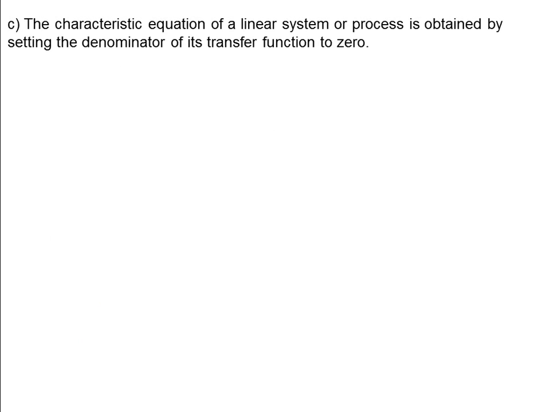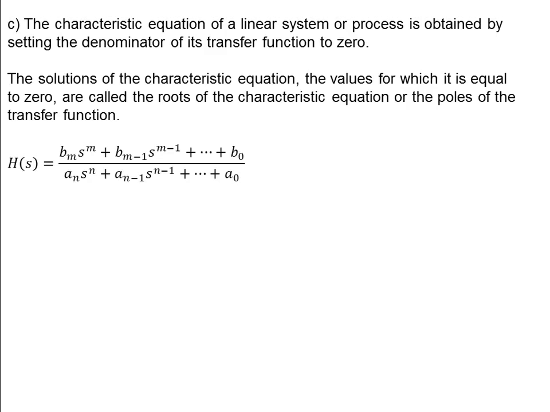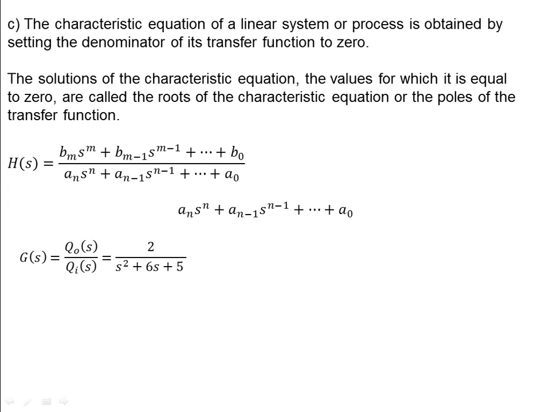For part C, the question is asking about the definition of the characteristic equation. The characteristic equation of a linear system or process is obtained by setting the denominator of its transfer function to 0. The solutions of the characteristic equation, the values for which it is equal to 0, are called the roots of the characteristic equation or the poles of the transfer function. So assume that I have this transfer function, a general form of transfer function. The characteristic equation is the polynomial of the denominator. If I put this equal to 0, I will find the roots, or the poles, of the system.